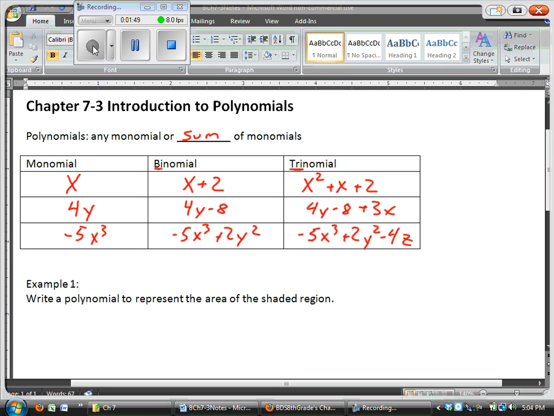So you can see it doesn't matter how many different variables there are, x's, y's, w's, whatever other letter you want to use. What matters is the number of terms in between there. There's three in a trinomial, 1, 2, 3, 2 in a binomial, and 1 in a monomial. You can have more, as we'll see later. We'll get up to some with 5 and 6, but they don't have any special names. They're just called polynomials. Okay?